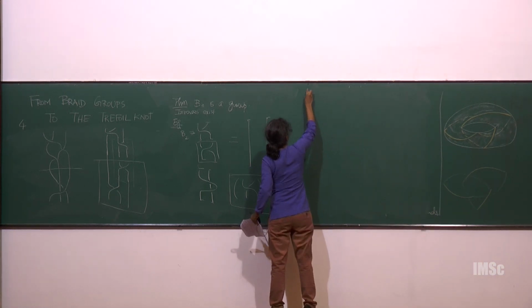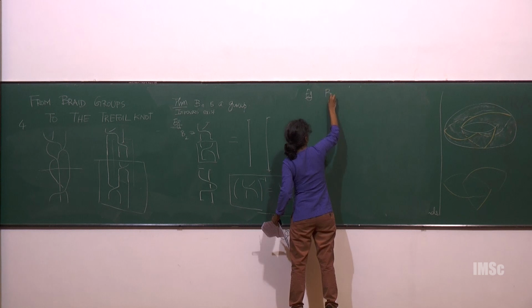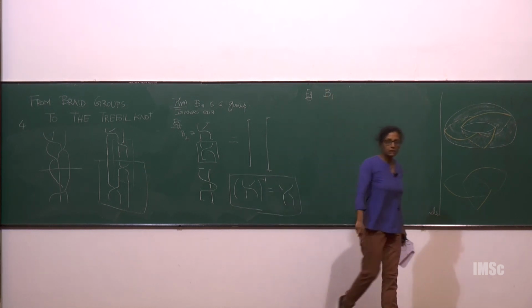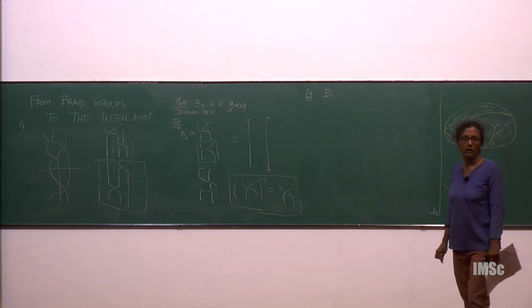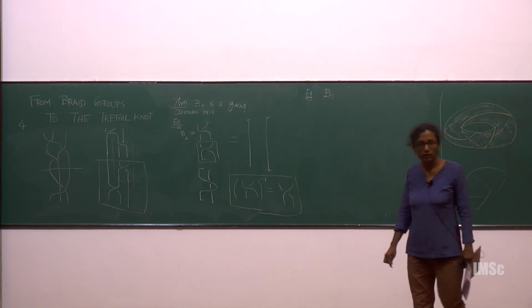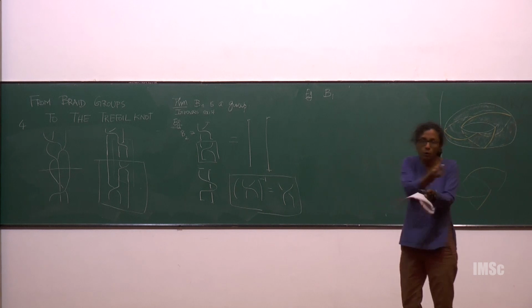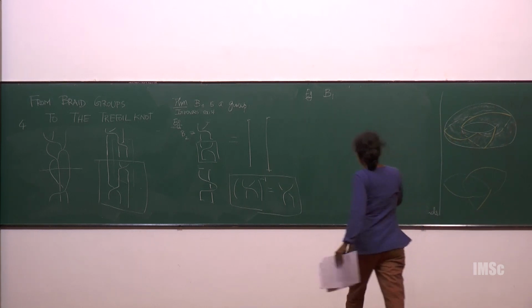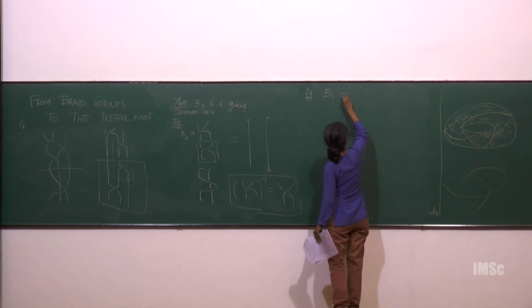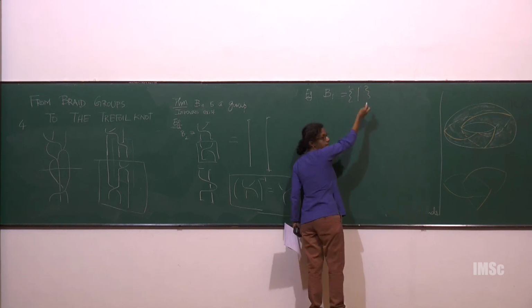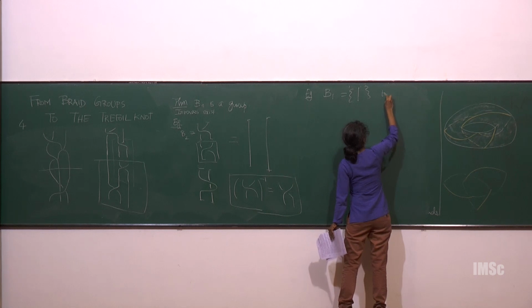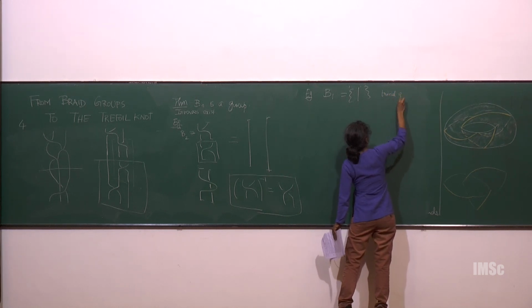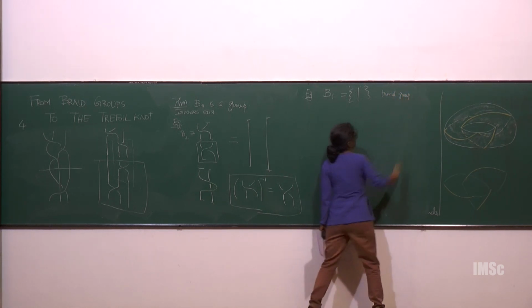So, example: let's start with B1. What are the elements of B1? How many elements does B1 have? One, because there are no crossings possible. So there is only a single element, which looks like this, and this is the identity element. So it's a trivial group, a group with only the identity element.